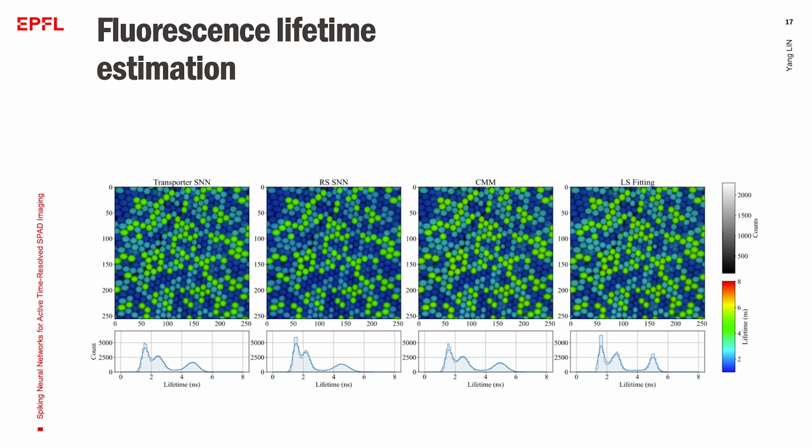In the end, we also tested the proposed SNNs on experimental data, where timestamps are converted into spike trains as well. The sample includes some fluorescent beads with different lifetimes. We can see that the predictions of the SNNs are consistent with the benchmarks, showcasing the potential of integrating these SNNs into real FLIM systems.